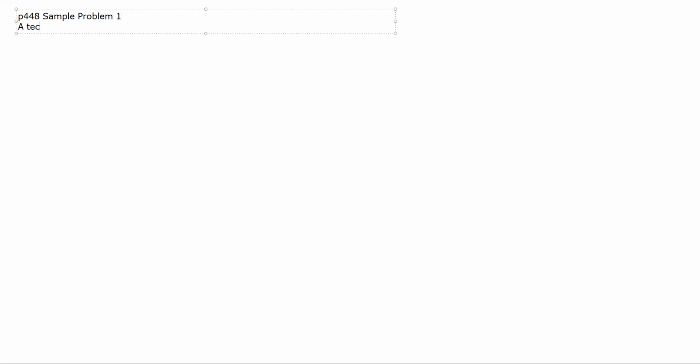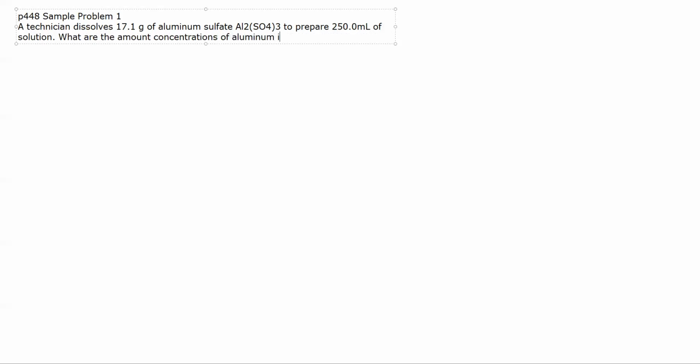It says this: a technician dissolves 17.1 grams of aluminum sulfate, Al2(SO4)3, to prepare 250.0 milliliters of solution. What are the amount concentrations of aluminum ions and sulfate ions in the solution? While we do this, some of you might ask, why the heck do we care about ions separately? You'll see later. Just walk through with me, okay?